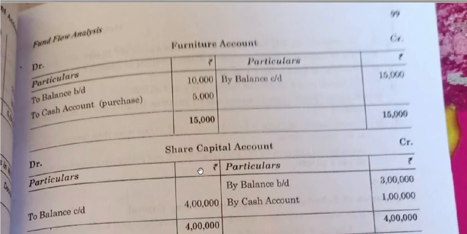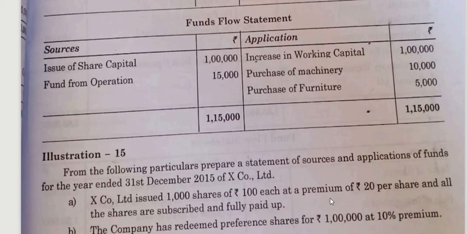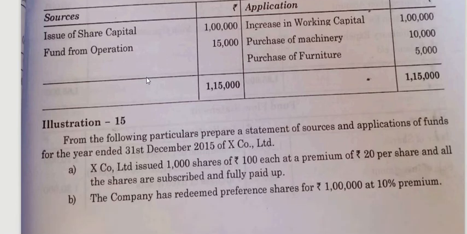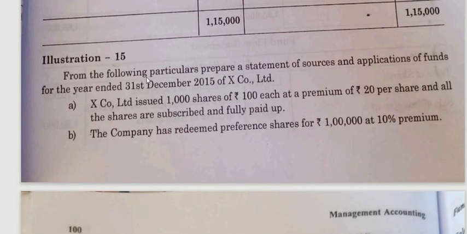Your share capital account, it is by cash account, so you will consider issue of shares, cash is coming into the business, so there's an issue of share capital, which is 1 lakh. And from your adjusted profit and loss account, we have funds from operation 15,000. So your fund flow statement gets tallied.